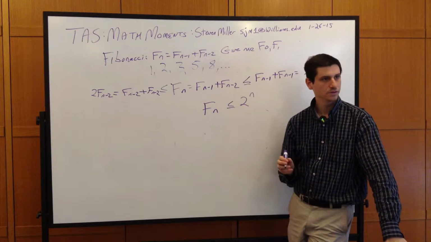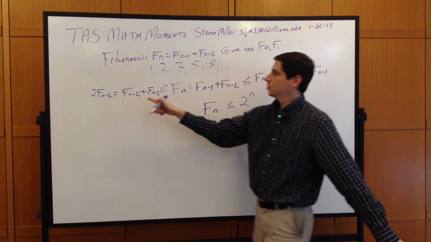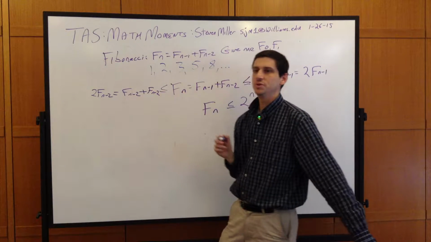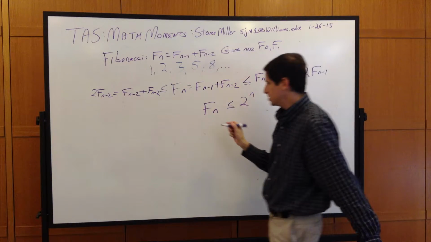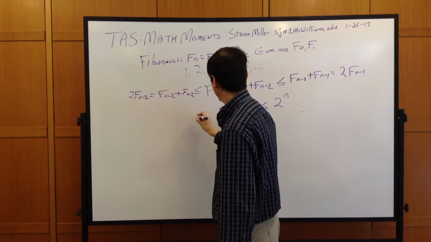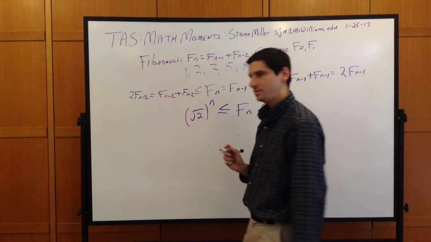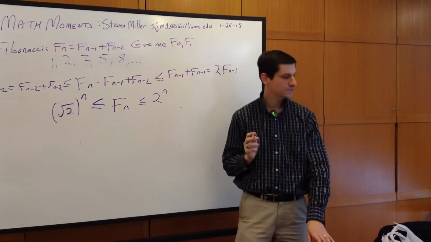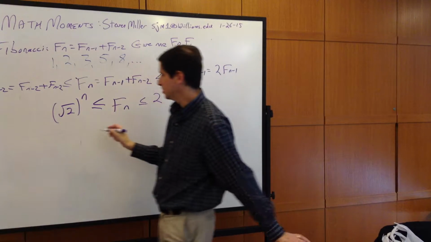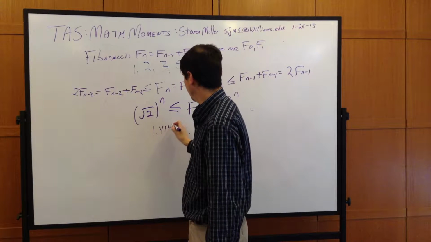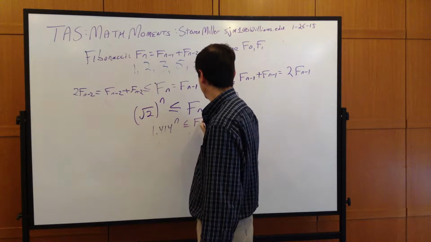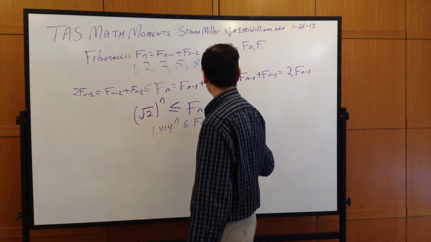If I look at the other way, every time I increase my index by 2, I at least double. So that means if I go just 1, it should be about a square root of 2. And with a little bit of work, you can show in the other direction that it should be at least square root of 2 to the n. So we have some rough sense of how quickly it grows. It's going to be like 1.414 to the n is less than or equal to Fn is less than or equal to 2 to the n.